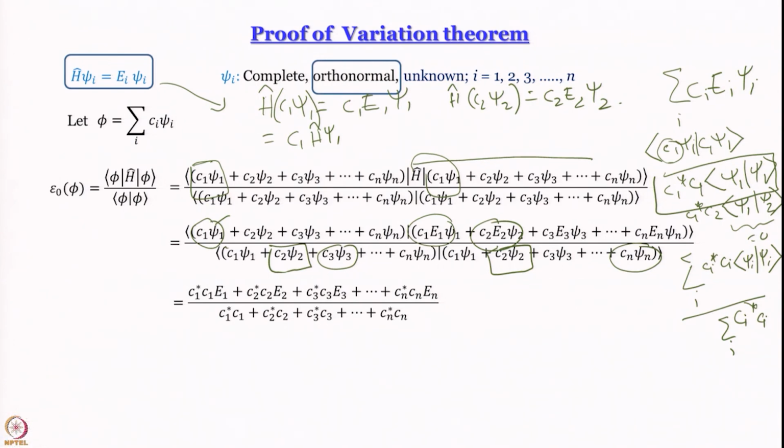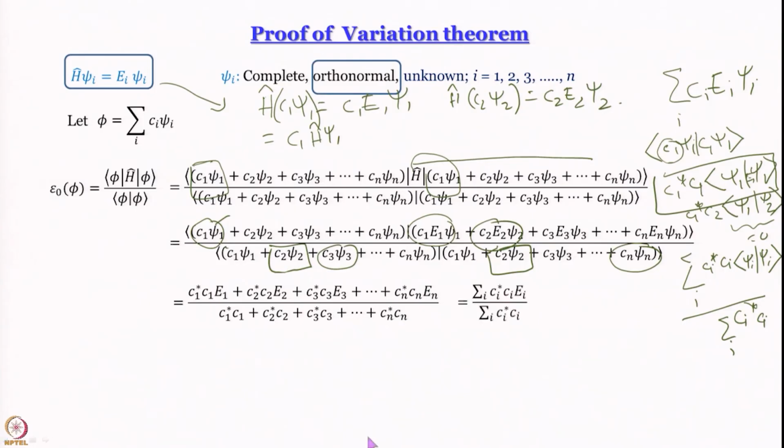See here, what I have written, I have forgotten something. I have forgotten that I have E1, also Ei. So the numerator turns out to be C1 star C1 E1, right, because the integral of psi i star psi j over all function space is 0, plus C2 star C2 E2, and so on and so forth. The denominator is C1 star C1 plus C2 star C2 plus C3 star C3, and so on and so forth.